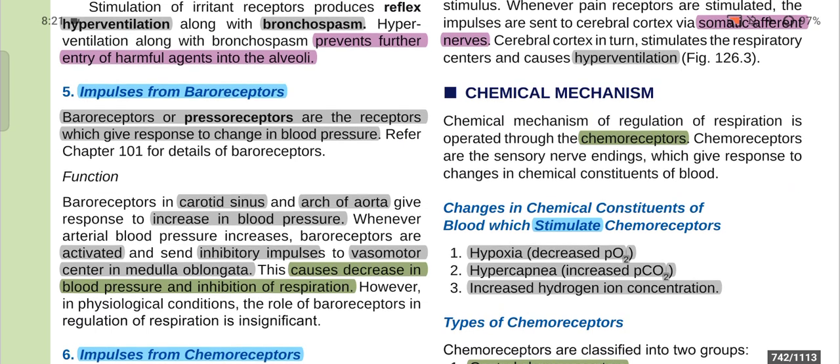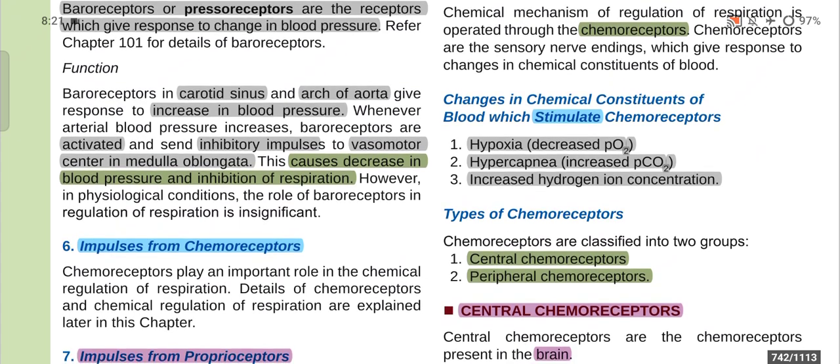So what is chemical mechanism? It is the regulation of respiration operated through chemoreceptors. And chemoreceptors are sensory nerve endings which give response to changes in the chemical constituents of the blood. Now, changes in the chemical constituents of the blood which stimulate the chemoreceptors are hypoxia, hypercapnia, and increased hydrogen ion concentration. Hypoxia is decreased partial pressure of oxygen. Hypercapnia is the increased partial pressure of carbon dioxide, and increased hydrogen ion concentration.